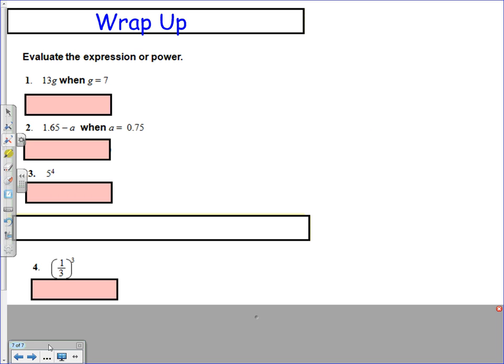Wrapping up, you should be able to do these 4 problems to demonstrate that you have met the goal of evaluating expressions. Number 1, 13g. So we take problem number 1 and we do 13 times 7, the value of g. 21, carry our 2, we end up with 91.